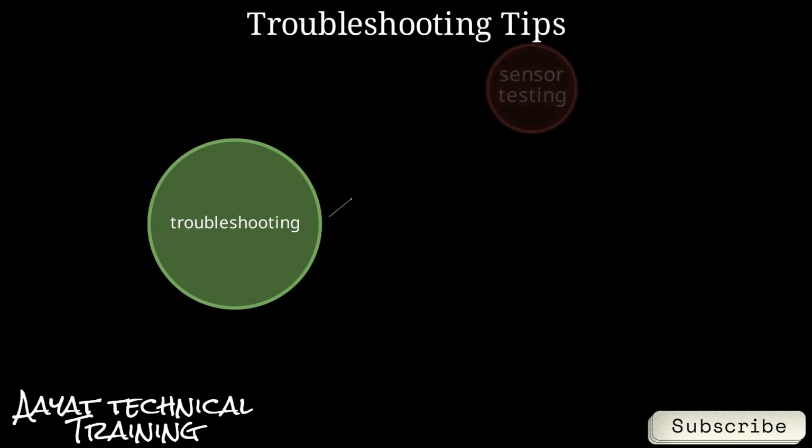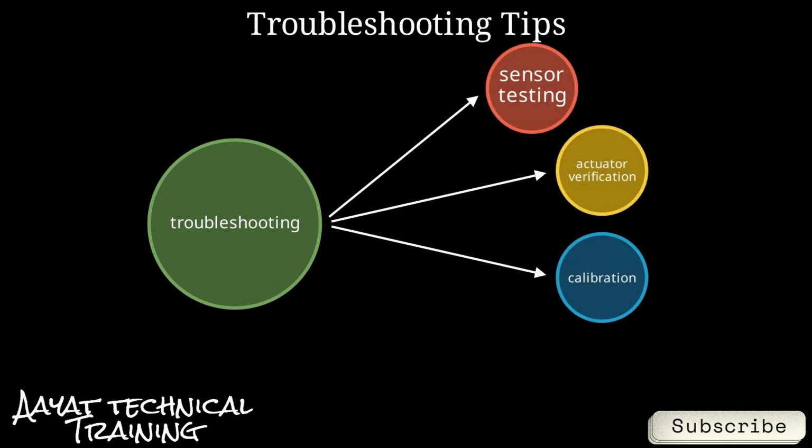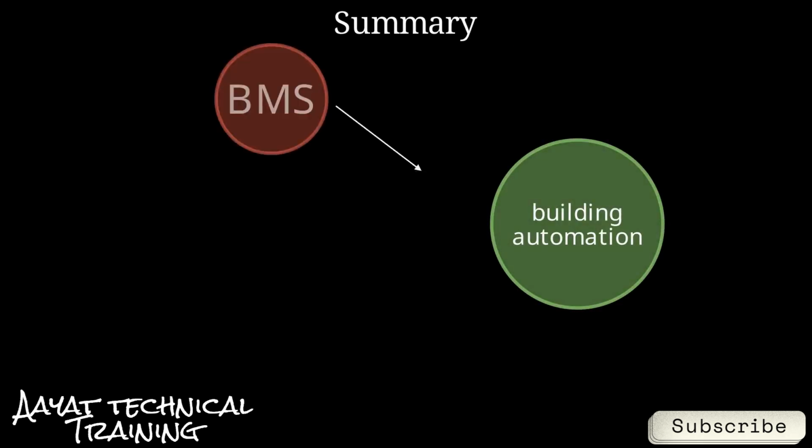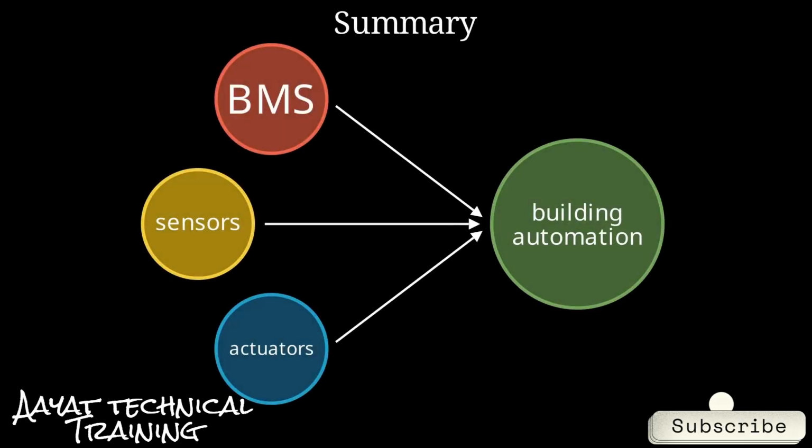For troubleshooting, use a multimeter to test sensor signals, verify actuator power and control signals, calibrate sensors periodically, and replace damaged wiring or connectors to ensure system reliability. Sensors and actuators are the sensory and muscular system of a BMS. Choosing the right type, installing them correctly, and ensuring proper signal compatibility are essential for accurate and reliable building automation.